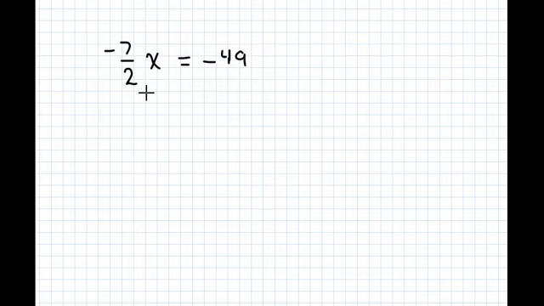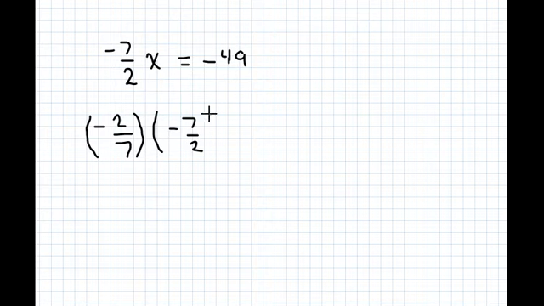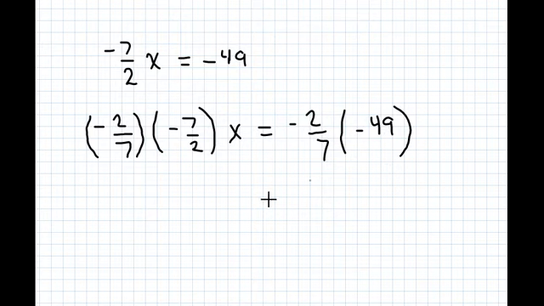Okay, so this is similar to the last problem that we just did. What I'm going to do here is multiply both sides by negative 2/7, and I'm going to put parentheses around this because we're dealing with this negative sign. Negative 7 halves x is equal to negative 2/7 times negative 49. So we've got all these negatives we're dealing with here.